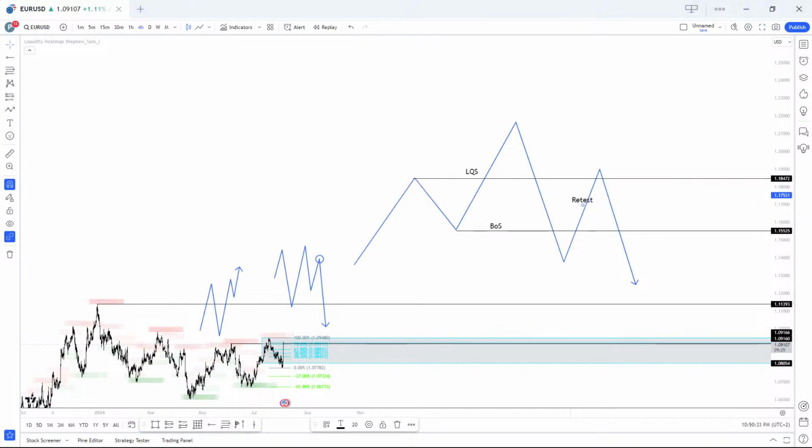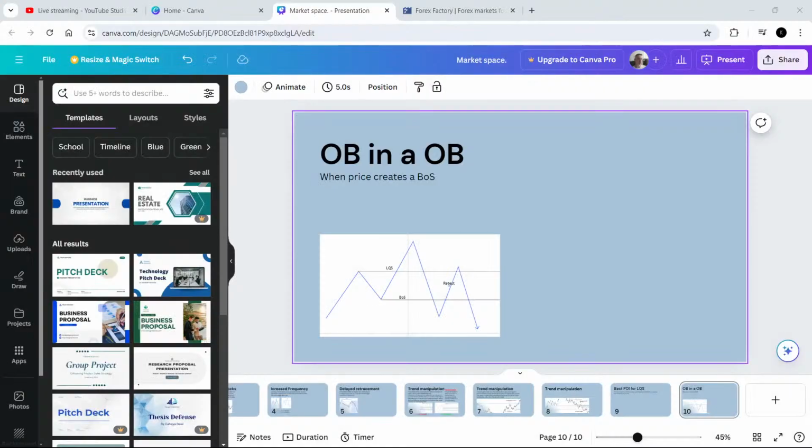Okay, I'll actually share the screen with you so you can see it. Live streaming. Yeah, it's all black. Market space. Okay.